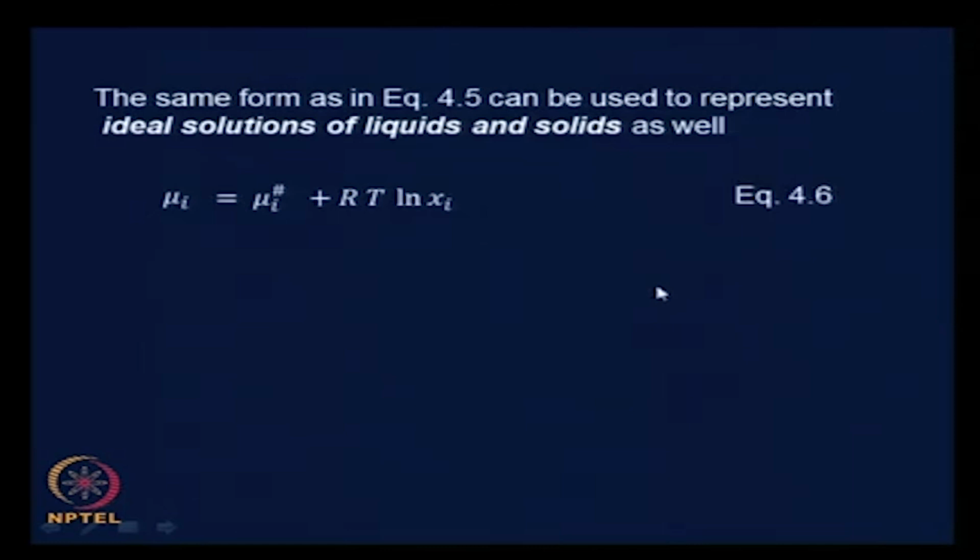This is equation 4.6, which can be written as mu I naught plus RT ln fi hat, going by a previous way of writing things. This is a more convenient thing to remember, please go by this. This is only certain ways of representing it. If there is an interest to represent it in other ways, it equals mu I naught plus RT ln fi xi. fi hat has been written as fi xi.